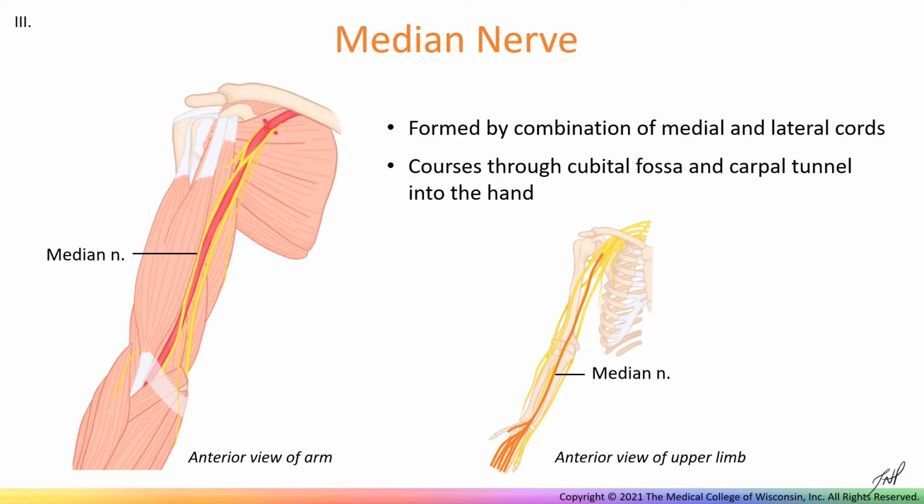Now let's talk about the median nerve. The median nerve gets fibers from both the medial and lateral cords and heads straight down the arm through the inner part of the elbow and then passes through the middle of the carpal tunnel and into the hand.